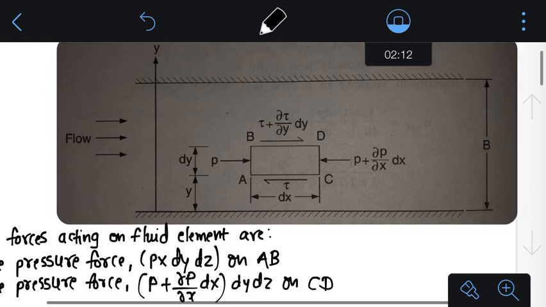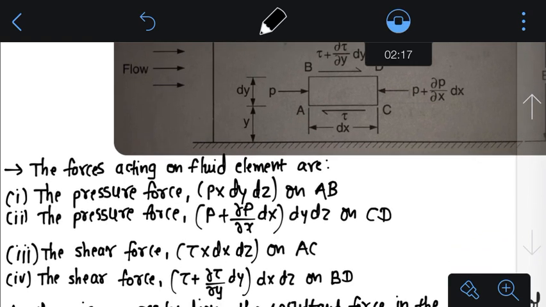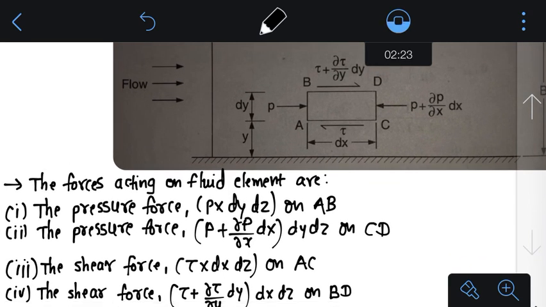So if we consider this case, and the right side is the direction of flow, the forces acting on this fluid element start with the pressure forces due to the pressure intensities, right? Let's assume P is the pressure intensity on the face AB of the fluid element, and similarly the pressure intensity on the face CD is P plus ∂P/∂x into dx. With this, the first force acting on the fluid element is the pressure force P into dy dz on the face AB. The other pressure force acts on the face CD, and that is P plus ∂P/∂x into dx, into dy dz.